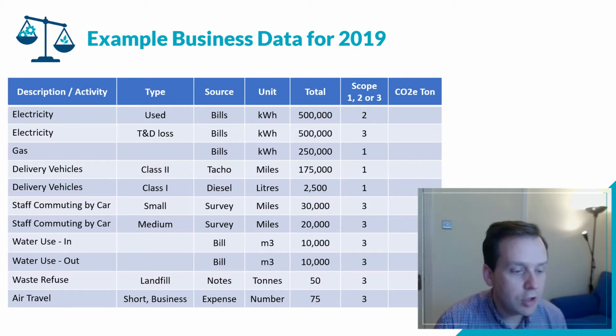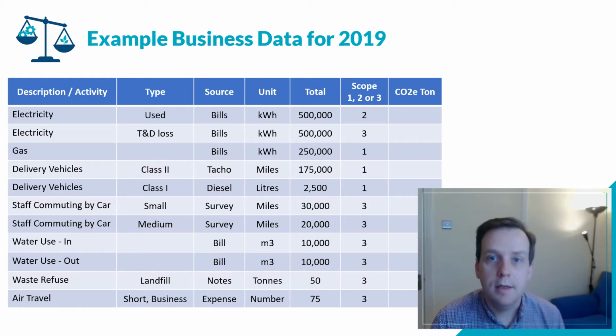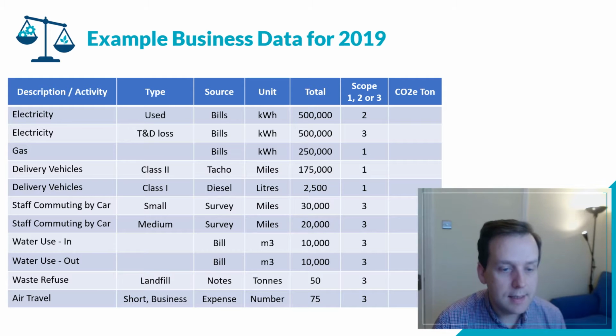Waste: refuse, landfill, waste transfer notes measured in tons, and we've said 50 tons, and this is scope 3. Finally, air travel. We've said short haul business travel. The source for this information is expenses, and we have the number of flights. Again, this is scope 3 because it's the responsibility of the airline for your travel.